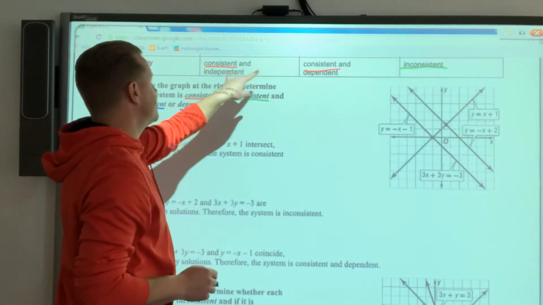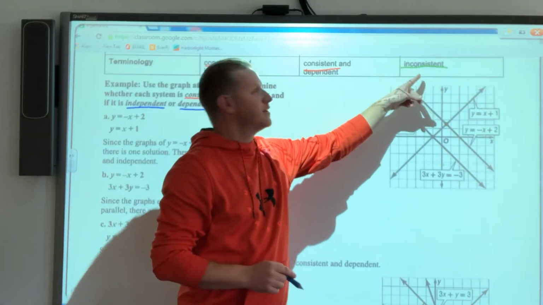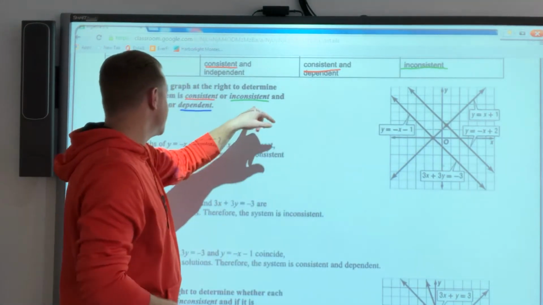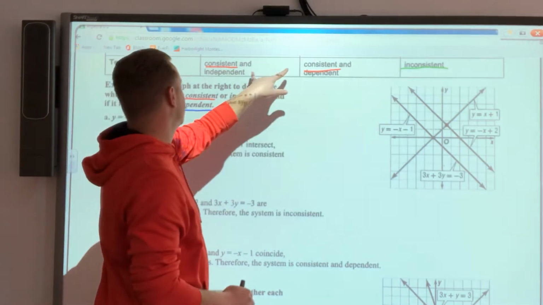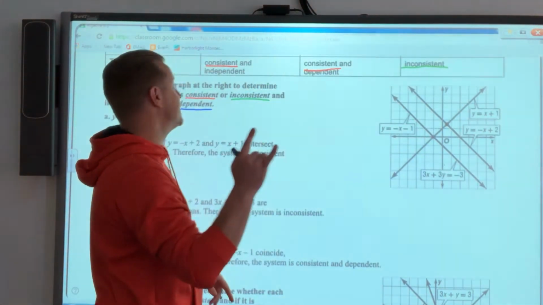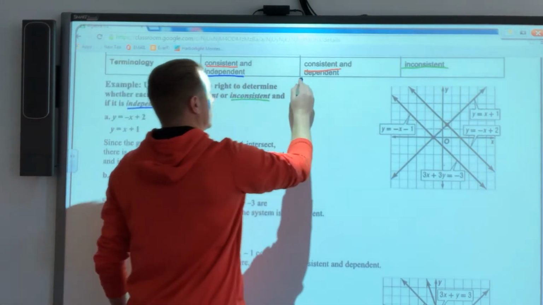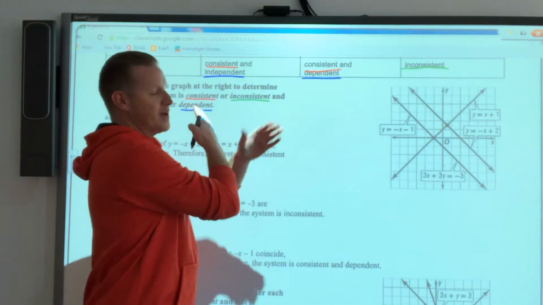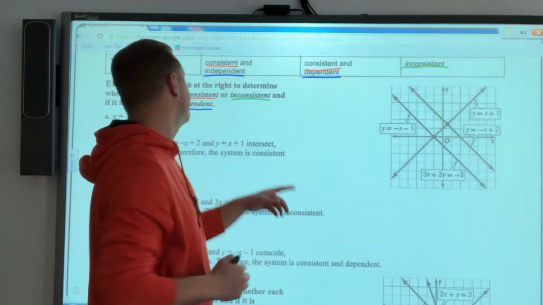You can see that there are two categories of consistent. One inconsistent. Once anything is inconsistent, it's inconsistent. Doesn't matter. Second option, when it's consistent, it can be one of two different things. It could be independent or dependent. Independent meaning they do not rely upon each other. Dependent meaning they do. They're dependent upon each other.